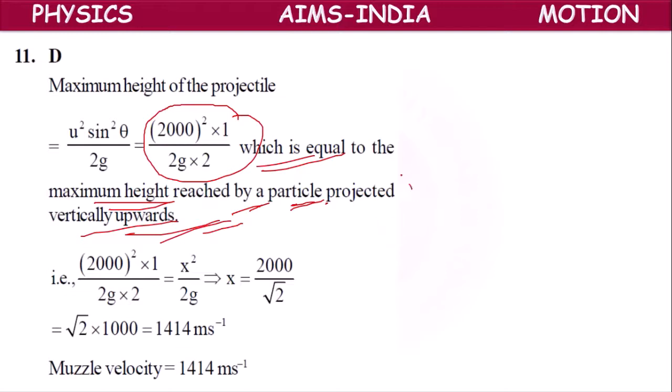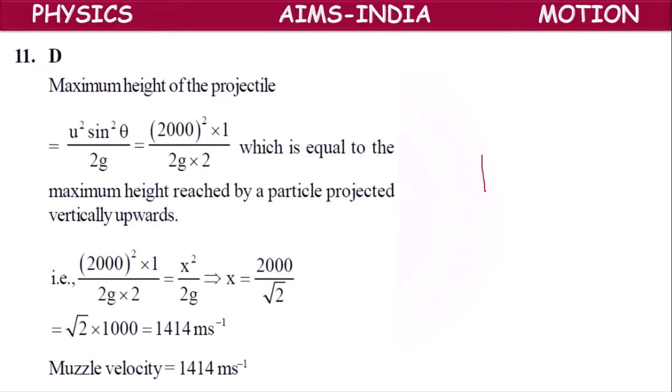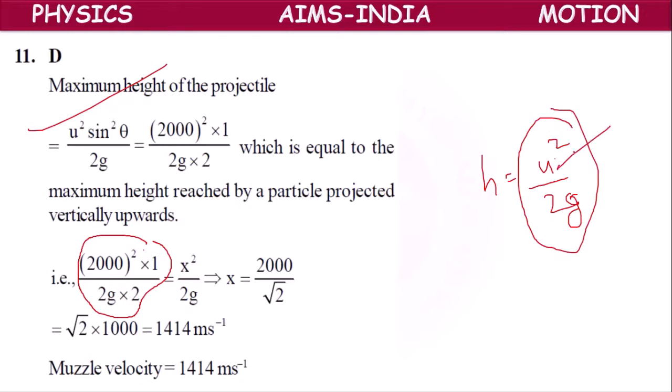So for a vertically projected upward body, suppose it has traveled height h, then if we know the height h, we have the formula u square by 2g. So this is the height according to the first projectile, but it is equal to u square by 2g, where the u value we don't know, we can keep it as x. So x square by 2g.